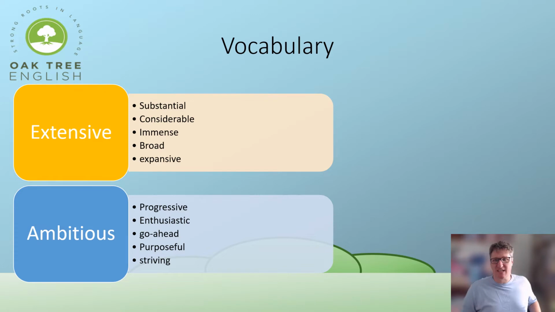Don't say green, say verdant, say poison green if it's a bad thing. Say olive green if it's a good thing or a peaceful thing. So use words sensibly. Don't say ambitious, say progressive, enthusiastic, go ahead, purposeful, striving. So you need extensive and ambitious language.